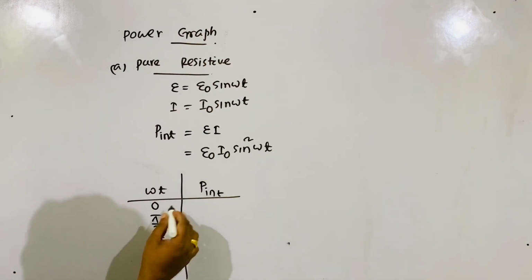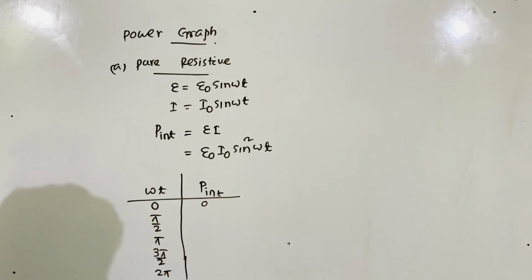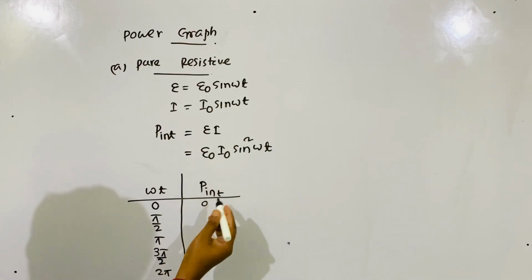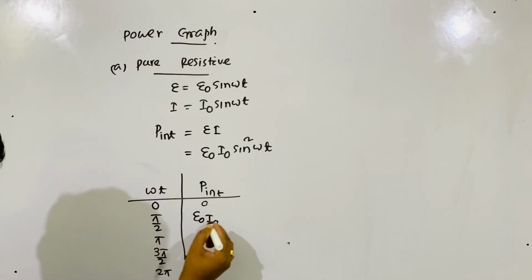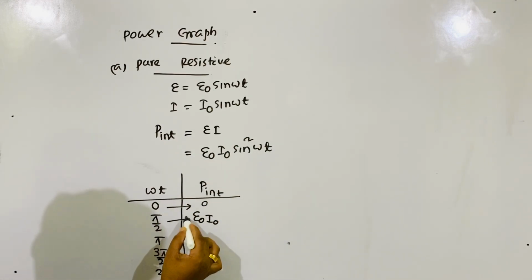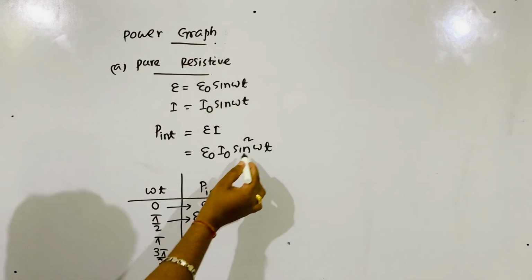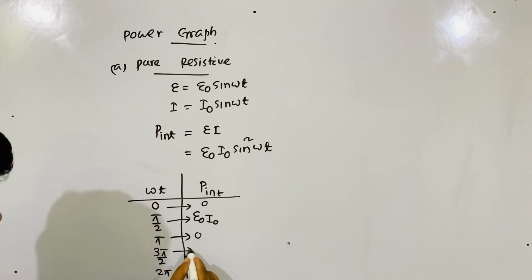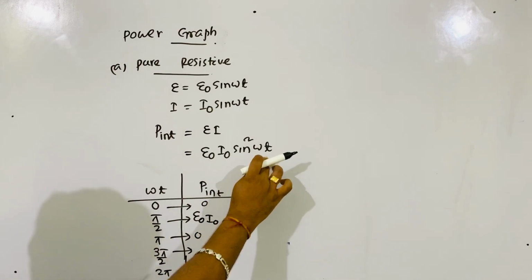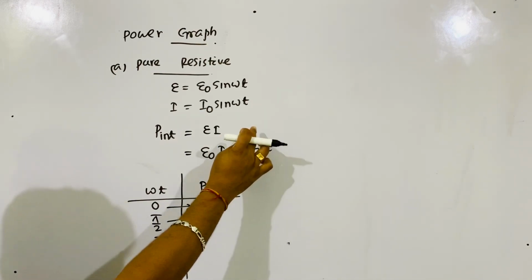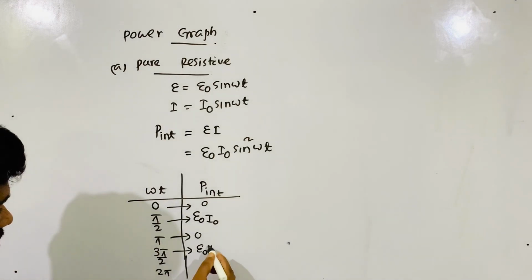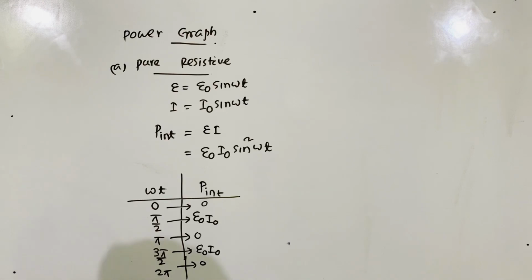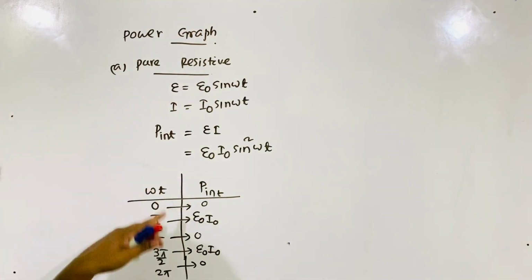So first 0 gives sin 0, which is 0. Pi by 2, it's 1, 1 square is 1, so E naught I naught. Next 0. Then pi, sin pi is 0. 3 pi by 2, it's minus 1, but the square is there, so it will be plus, so E naught I naught. Then 2 pi again 0. So we got the table.